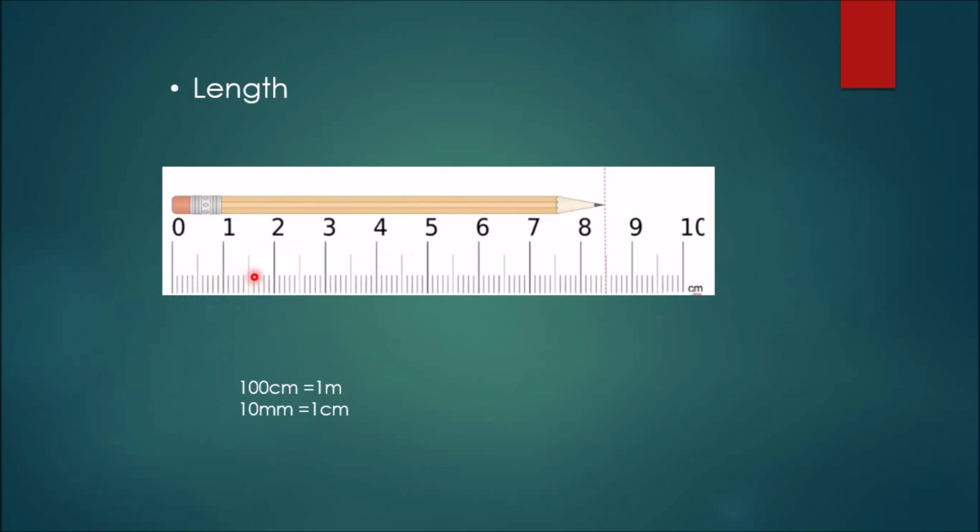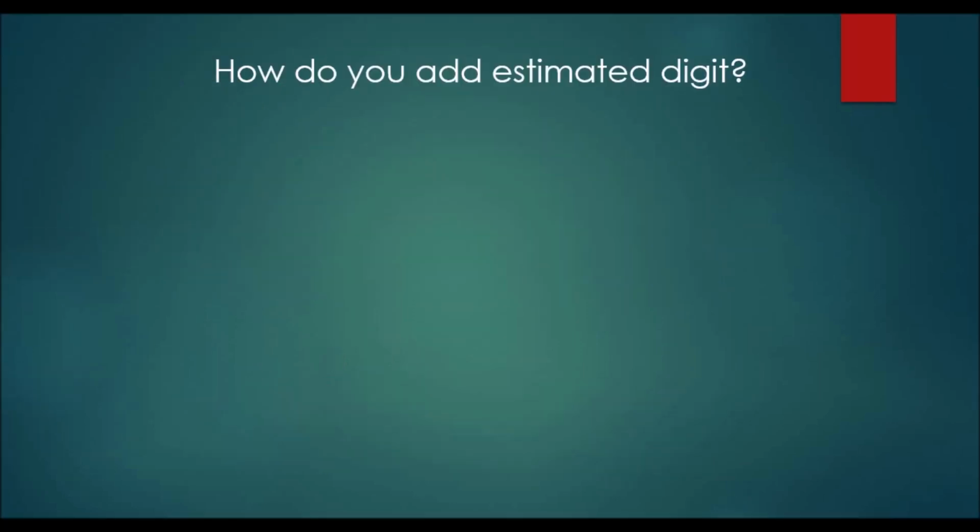etc. We measure the length of the pencil as 8.4 something. It is not 8.5. That something is called the estimated digit. I read this as 8.49 centimeters. These are the equalities we need to know to convert between centimeters to meters or millimeters to centimeters. For any measurement, the final digit is considered to be the estimated digit.